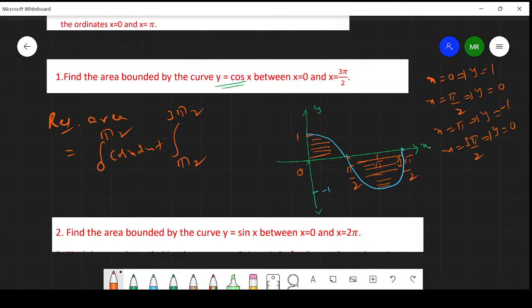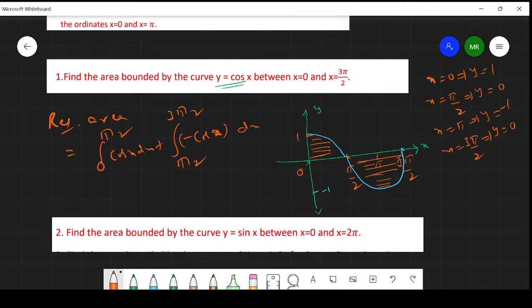So here the x-axis is y equal to 0. The curve cos x is below the x-axis, so we take upper curve minus lower curve. The upper curve is the x-axis, y equal to 0, minus cos x, so you will get minus cos x. I will repeat the reason: upper curve minus lower curve. Here the upper curve is y equal to 0 minus the lower curve y equal to cos x. So you will get minus cos x.